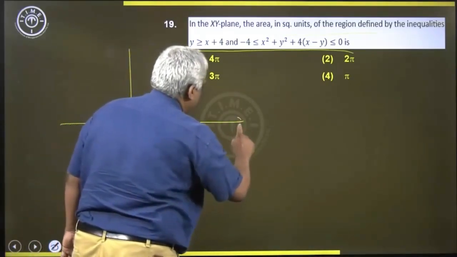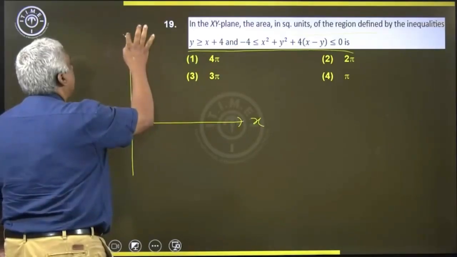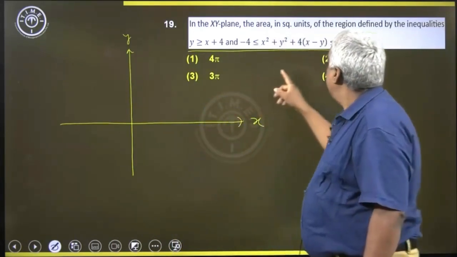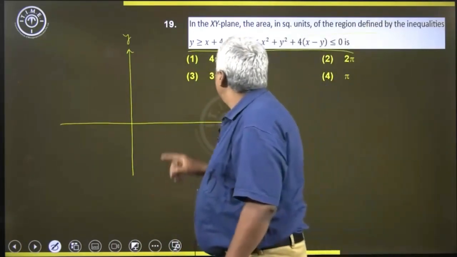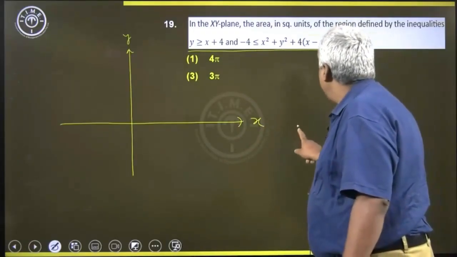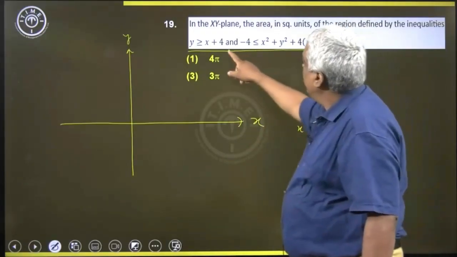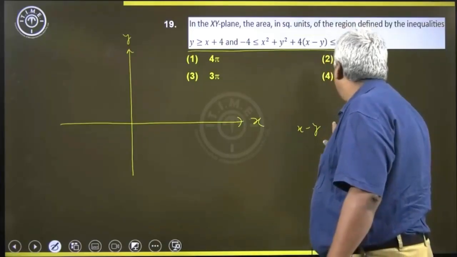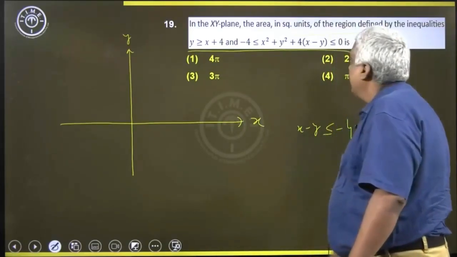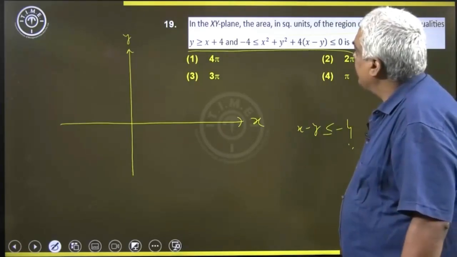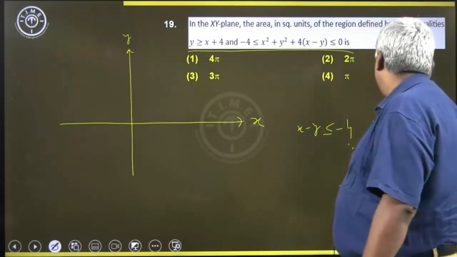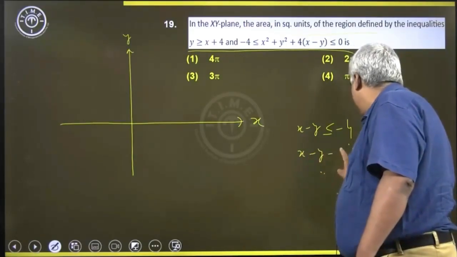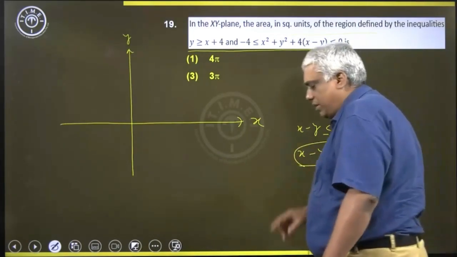So let's say this is the x axis, this is the y axis. The first one is a straight line. x minus y, taking y this side, x minus y is less than equal to minus 4, right? Or x minus y plus 4 is less than equal to 0, right? So let us first plot the equality, x minus y equal to 4. Let us plot this boundary line.